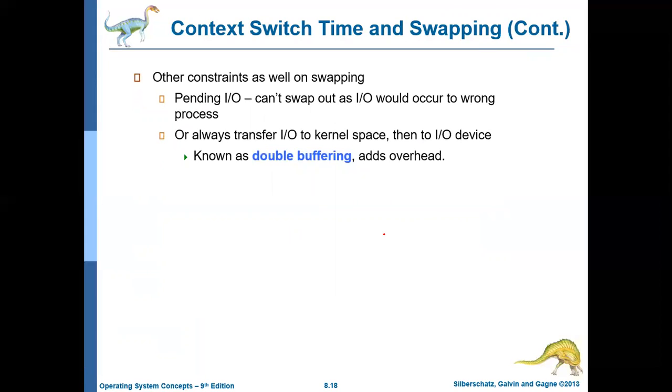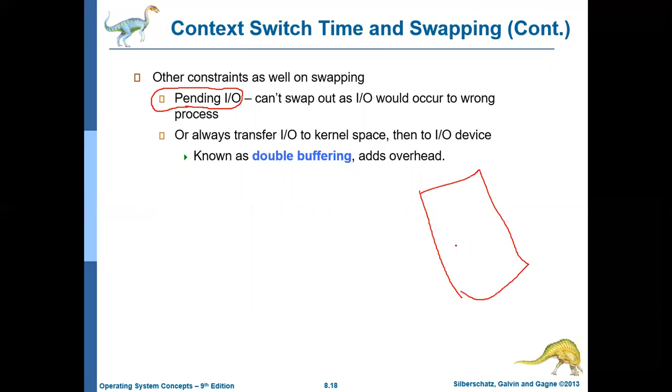Is there any other constraint for swapping? Yes. There is one important thing which is called pending I/O. If a process is performing or waiting for an I/O operation to complete, at that time the process should generally not be swapped, because if it got swapped during that time, then it may create some other issues.